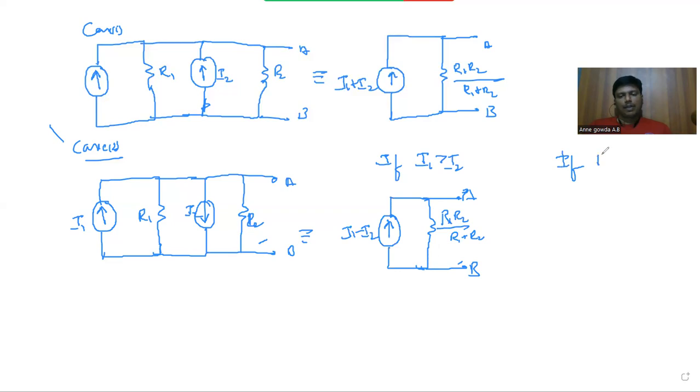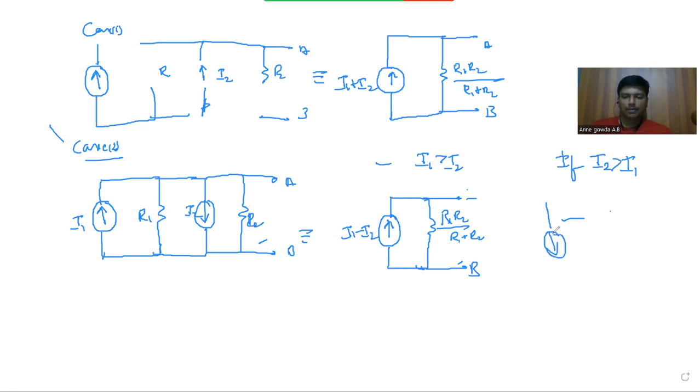If I2 is greater than I1, then consider the direction of I2, that is I2 minus I1, and the equivalent resistance will be R1 R2 by R1 plus R2.